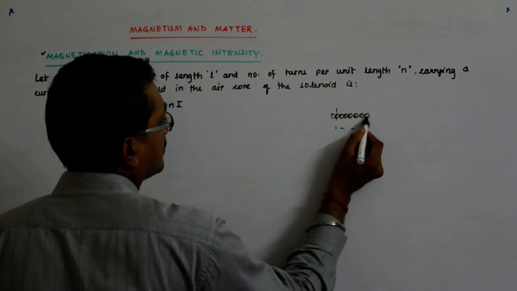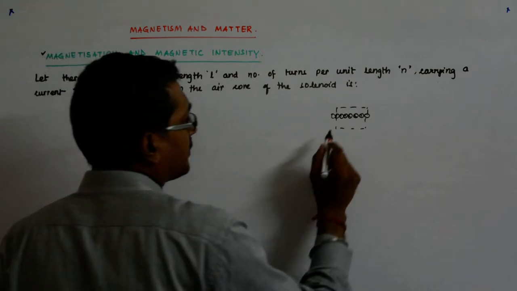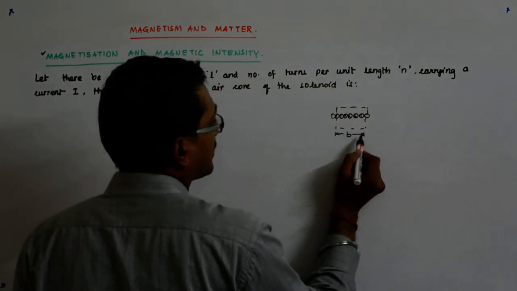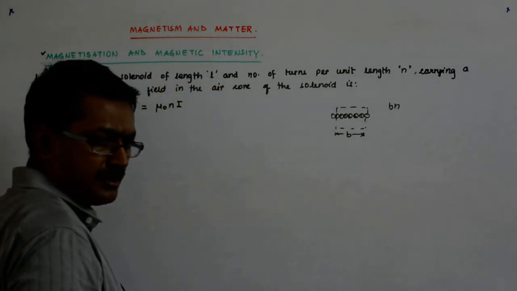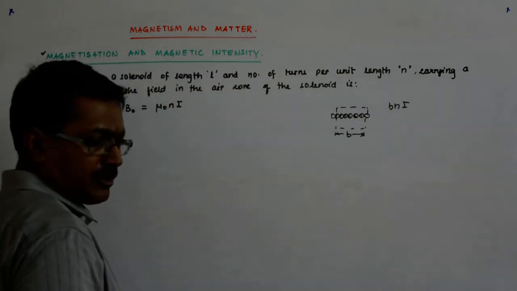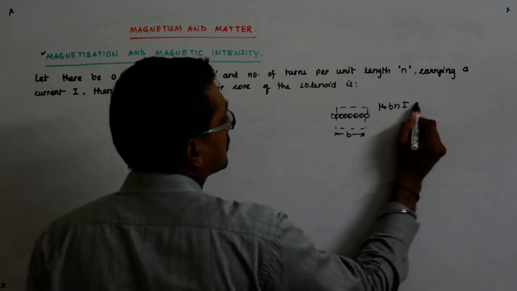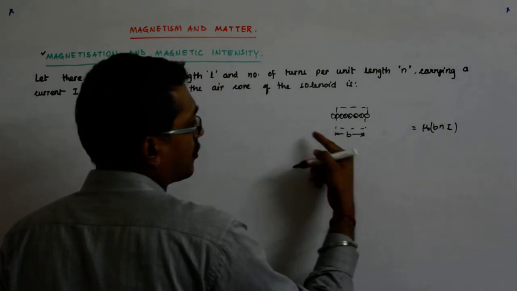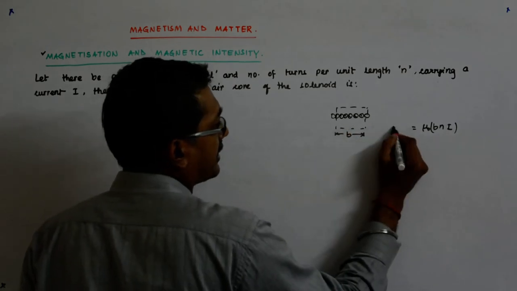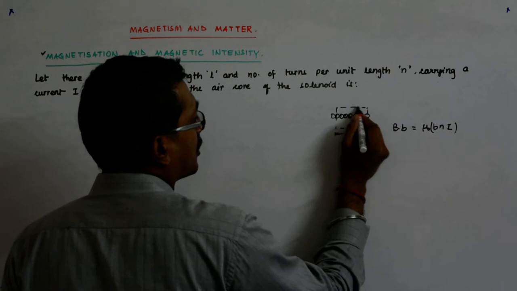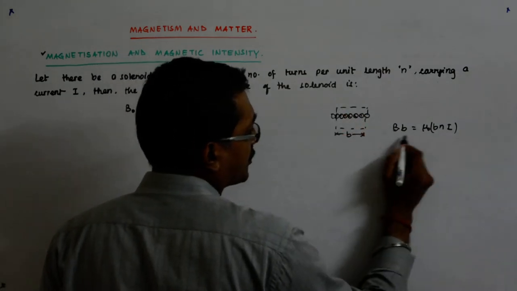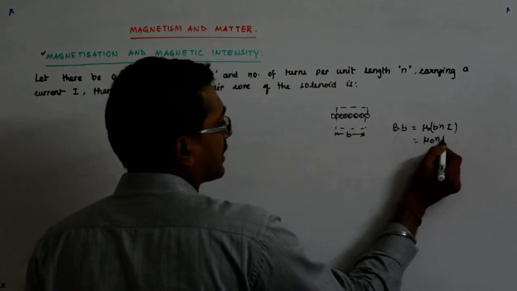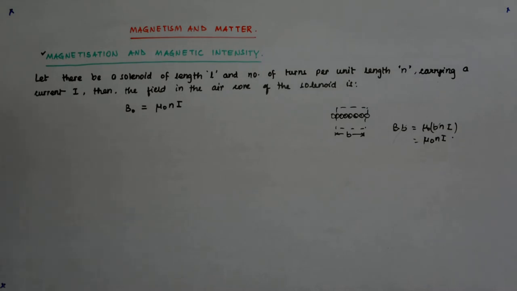So it goes like that, and okay, this is my Amperean loop, and if this length is maybe b, then b into n is the number of turns that is enclosed, into I is the amount of current that is enclosed, into mu naught. So that becomes equal to B dot dl, so B into b. Here it is 90 degree, here it is not present, 90 degree. So only this remains, B into b is equal to that, b cancels, I'm left with mu naught Ni. Okay? So that is equal to mu naught Ni, that I know.